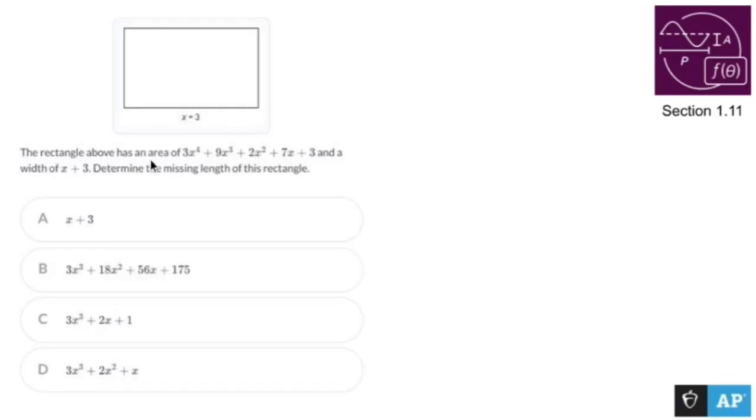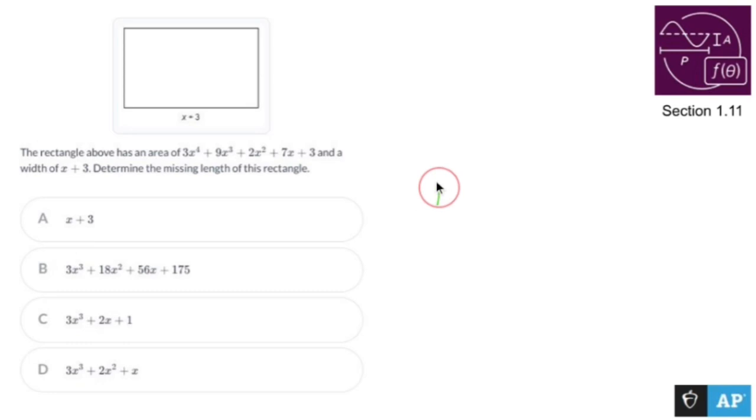The rectangle above has an area of that quartic and a width of x plus 3. Determine the missing length of this rectangle. All right, so if the area is that quartic right there and the width is x plus 3, in order to find the area, I do length times width.